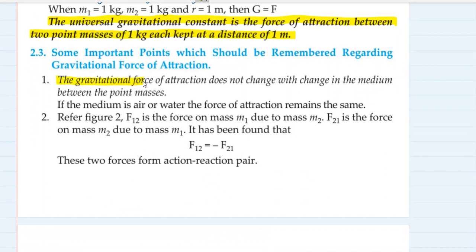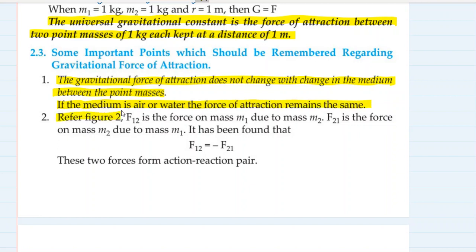The gravitational force of attraction does not change with the change in medium between the point masses. So if two point masses or any two bodies were kept on the surface of Earth, or in space, or on the surface of moon, or anywhere in the universe, the gravitational force of attraction between them does not change. Okay, if the medium is air, water, or vacuum, the force of attraction remains the same.